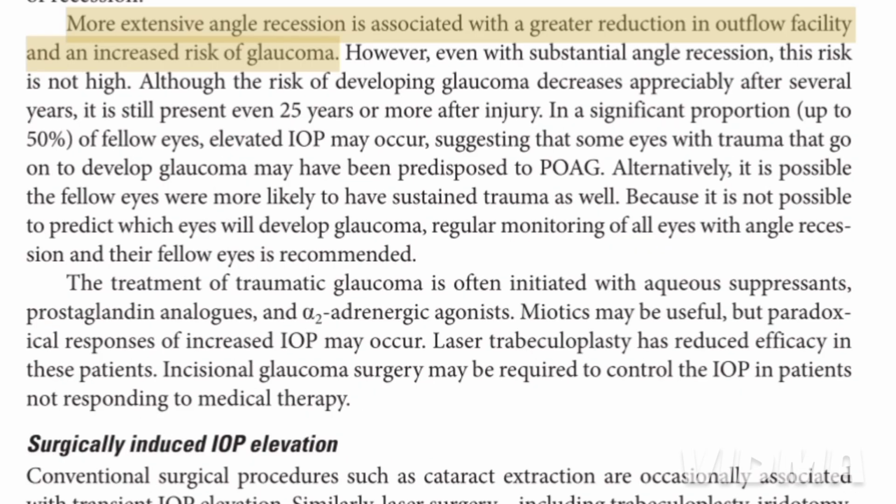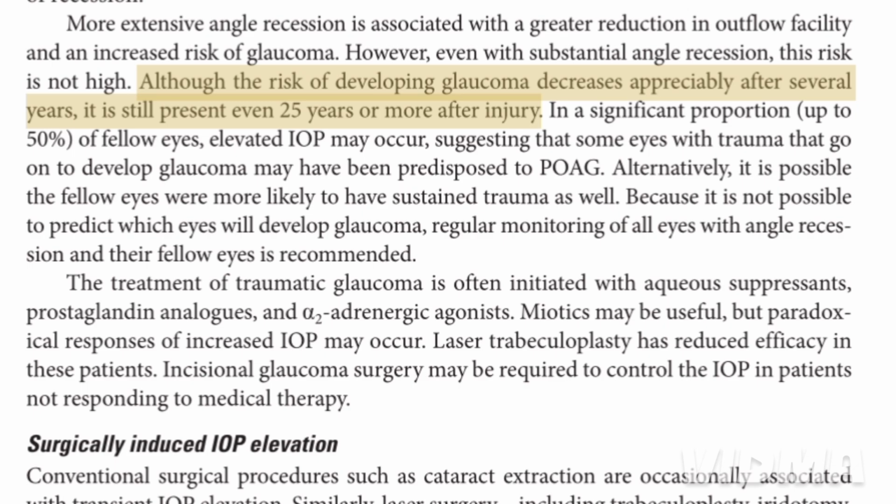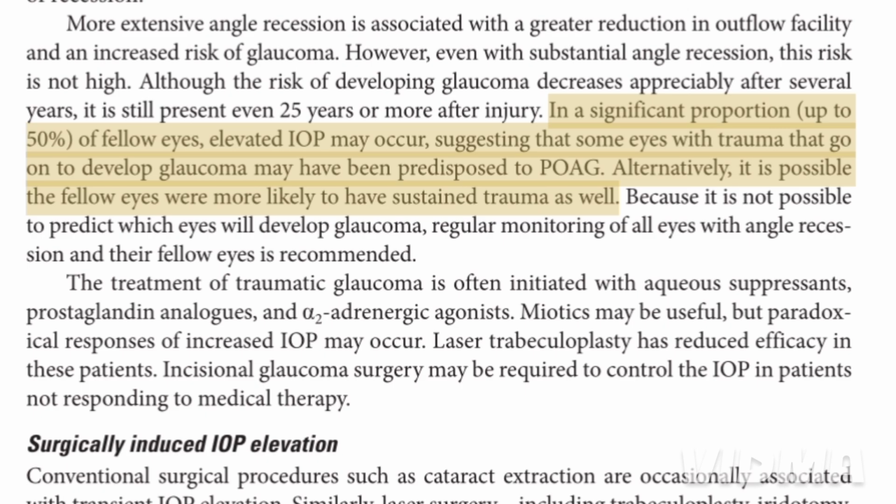More extensive angle recession is associated with a greater reduction in outflow facility and an increased risk of glaucoma. However, even with substantial angle recession, this risk is not high. Although the risk of developing glaucoma decreases appreciably after several years, it is still present even 25 years or more after injury. In a significant proportion, up to 50%, of fellow eyes, elevated IOP may occur, suggesting that some eyes with trauma that go on to develop glaucoma may have been predisposed to POAG.